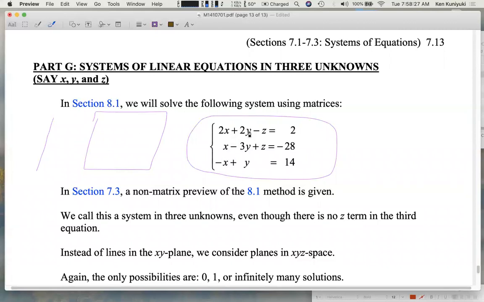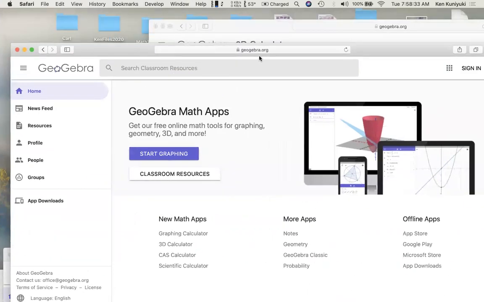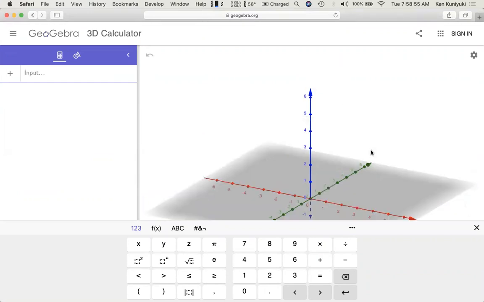Now, these three equations we can graph in GeoGebra.org. Look under New Math Apps, 3D Calculator. The x-axis here is in red, the y-axis is in green, and the z-axis is in blue. The way it's oriented now, if you look in this direction, you're looking down on the xy plane, if you look like so.